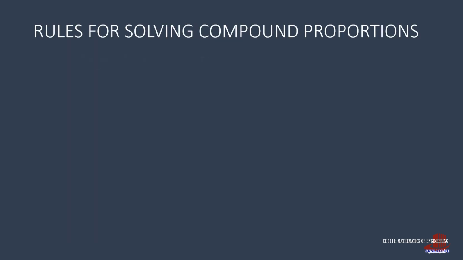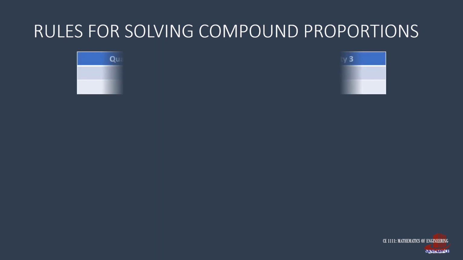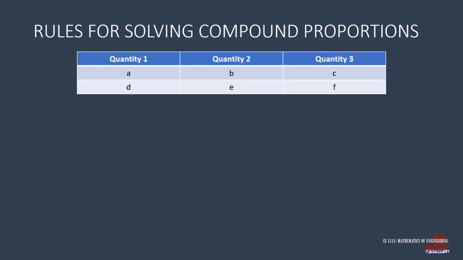Examples for proportions are showcased in the next videos, but we continue discussing the rules in solving compound proportions here. We just discussed earlier that compound proportions could have two or more quantities. Take the standard three quantities in the discussion. Quantity 1 would have the ratio of A:D. Quantity 2 has B:E, and quantity 3 has C:F.